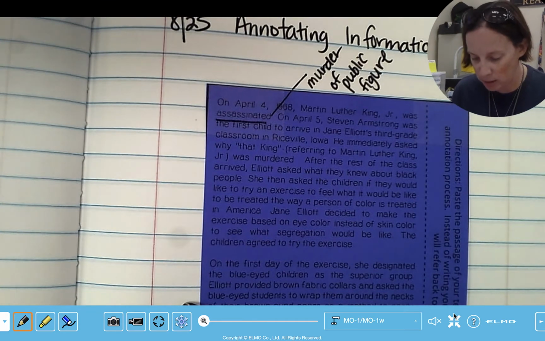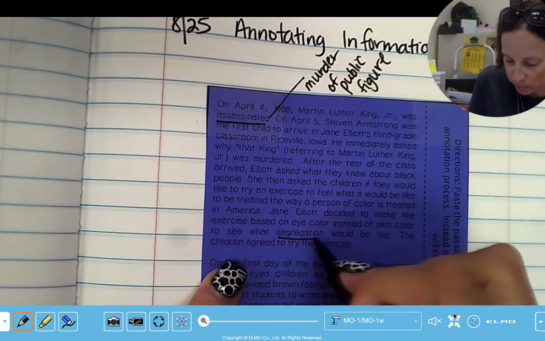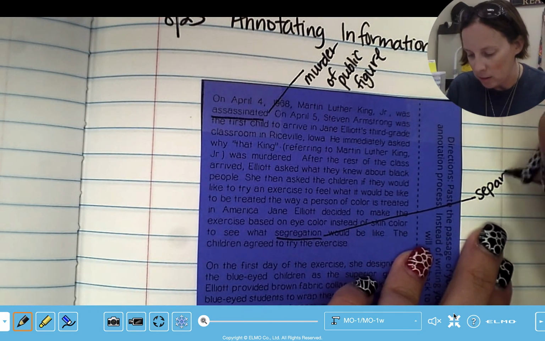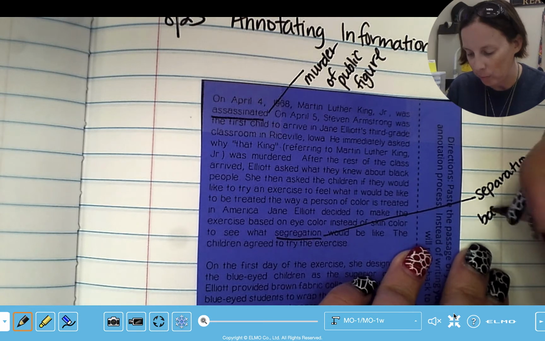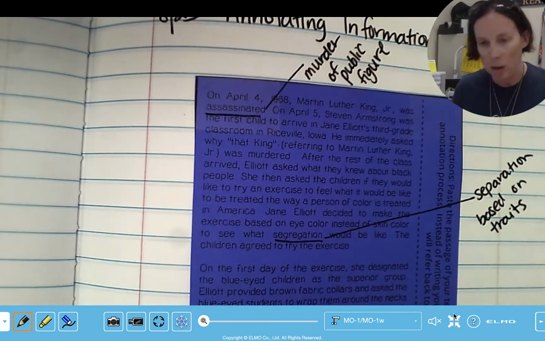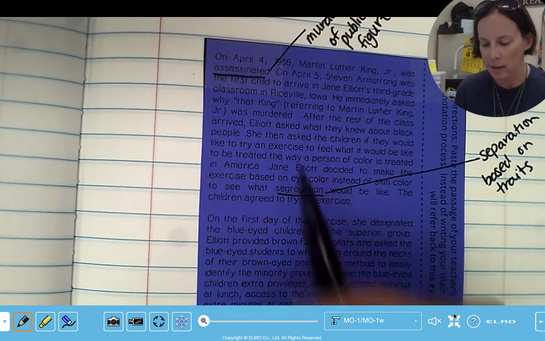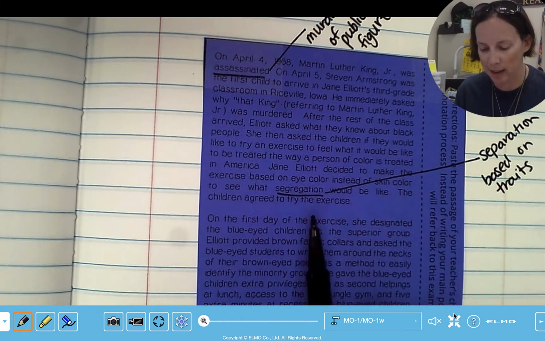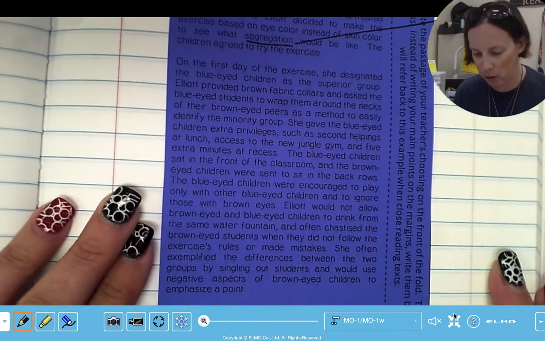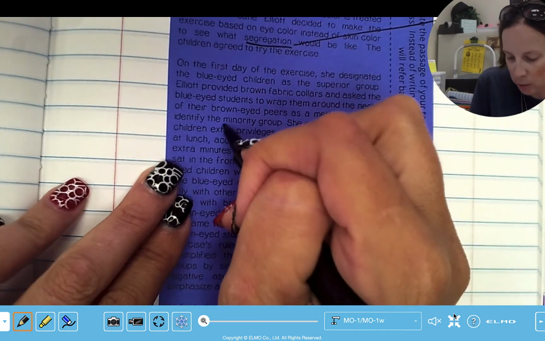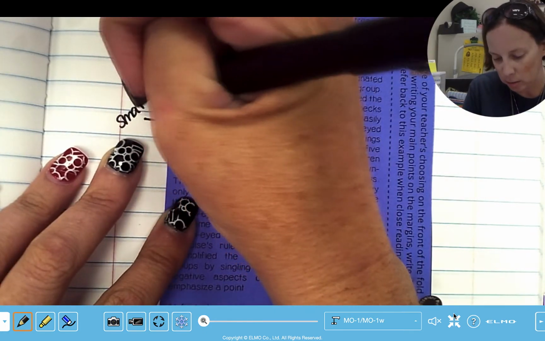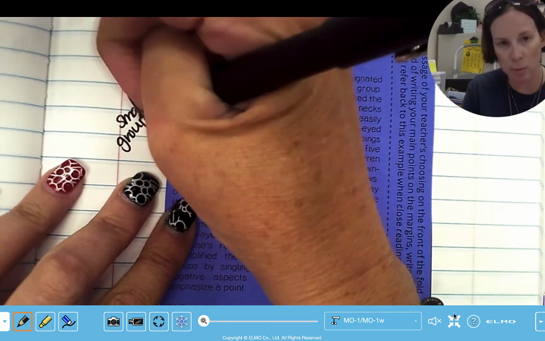They also did segregation. So separation based on traits, I think is what we said. Okay, so like that's what they pulled out of there. Not necessarily words they didn't know, but words that they felt were really important words to understand. Okay, when we came down to the second paragraph, we underlined the word minority. And this is the smaller group. It's usually what a minority is.